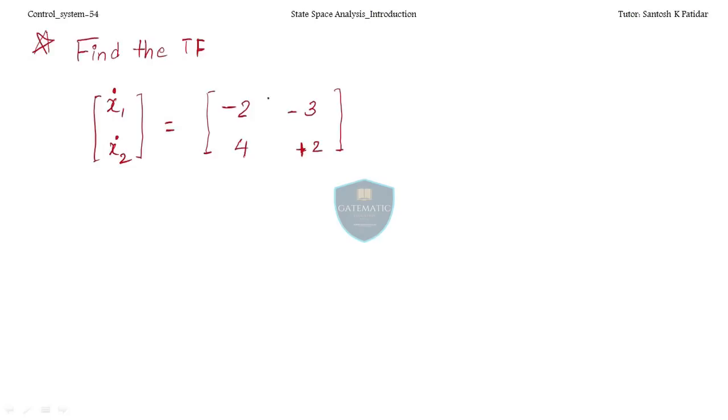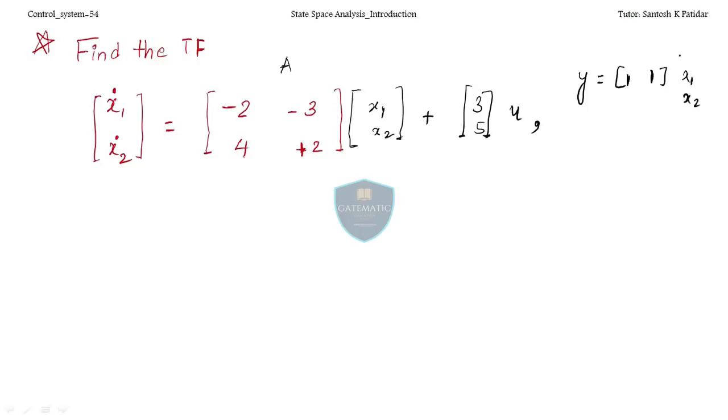So here is the question. This is A given. Let me complete it: x1, x2, plus 3 and 5 times u, and y equals 1 1 times x1 x2. This is the entire equation given. Now the formula for the transfer function is C first, sI minus A inverse second, and B here. No D is given, so it's 0.